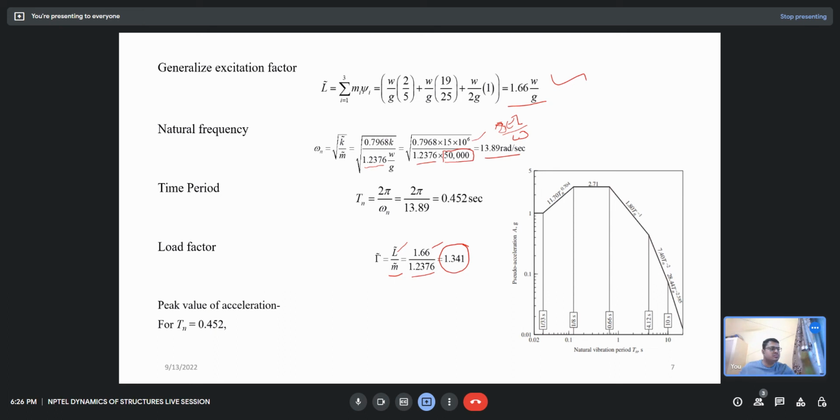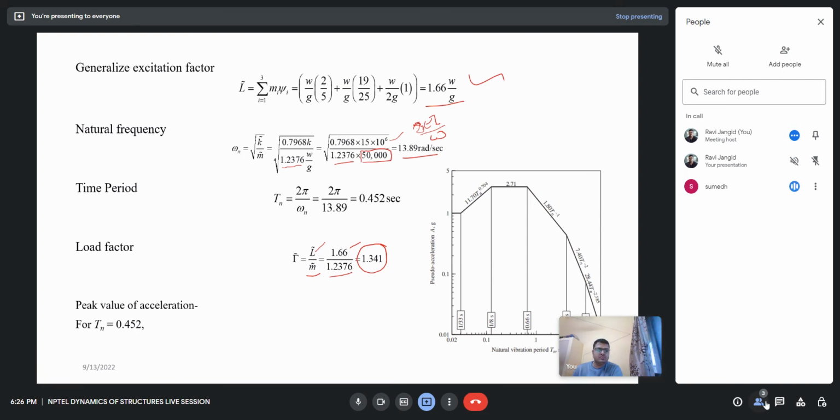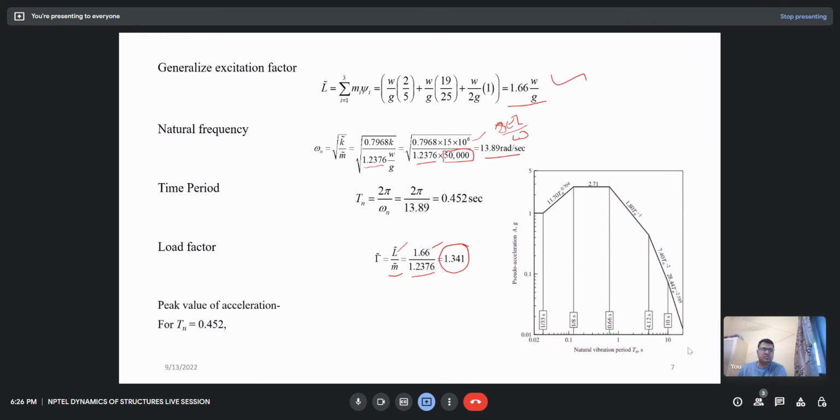Anyone? That would be the slope between 1 and 10, the 1.8 over Tn, inverse, multiply by... so it is not like that. No, no.